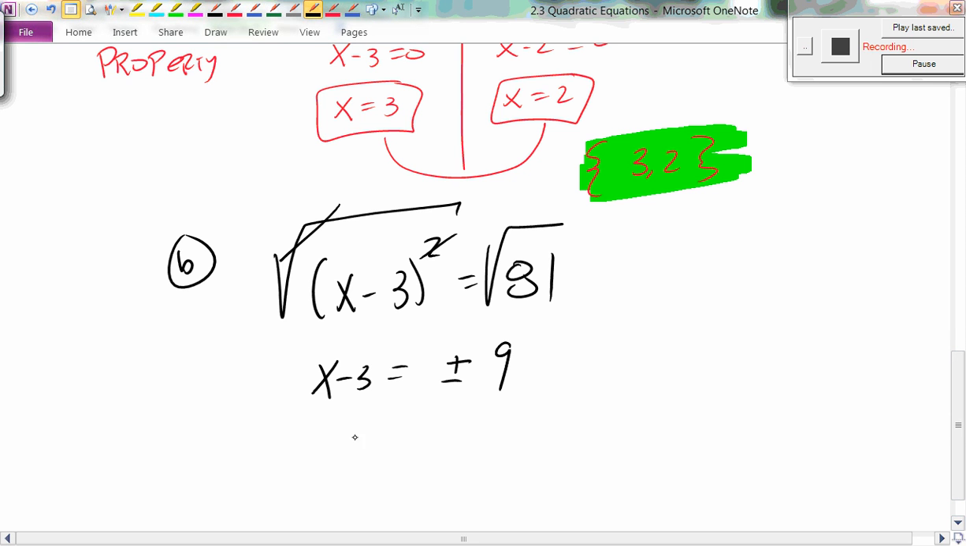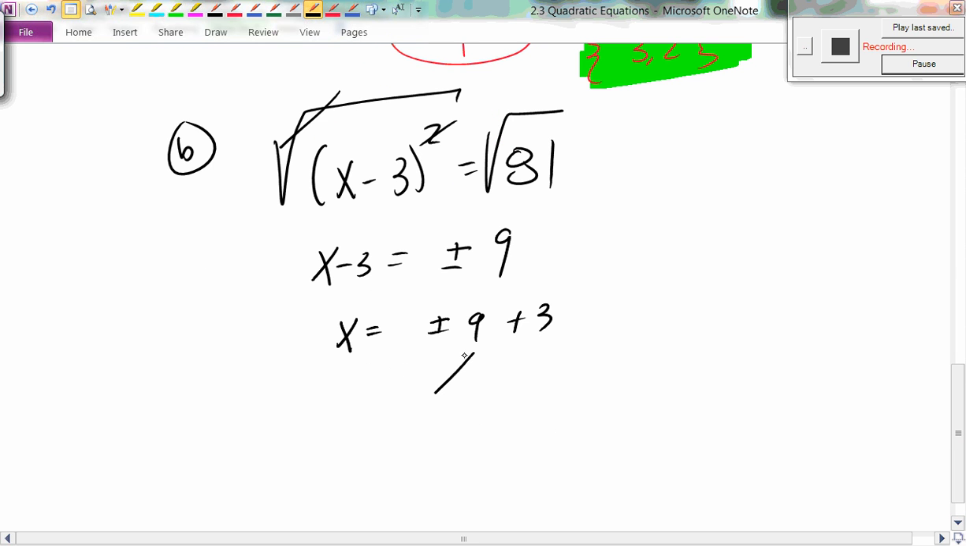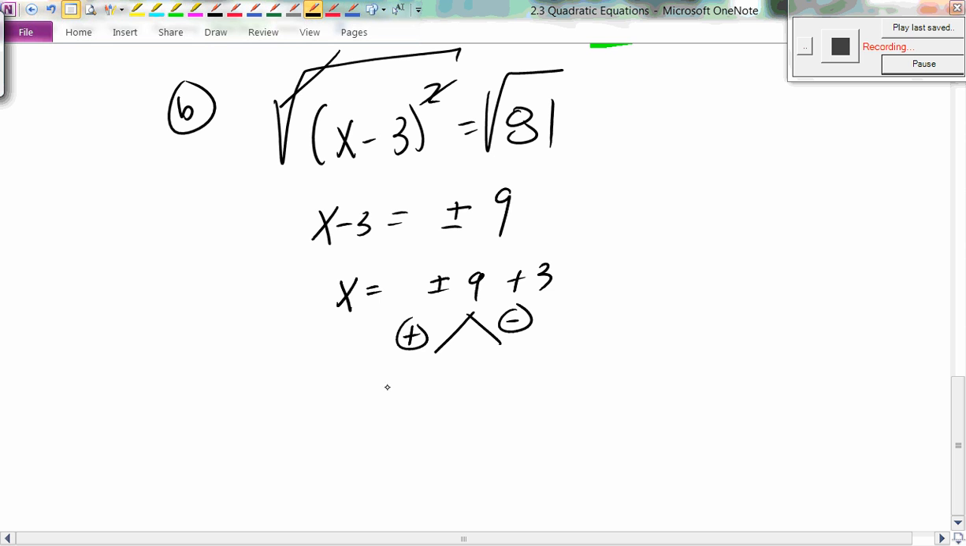So now, if I solve for x, I get x is equal to plus or minus 9, and then adding 3. So there are 2 directions I can go with this. I can go the positive direction or the negative direction. If I go the positive route, I get 9 plus 3, and of course the answer would be 12. If I take the negative route, negative 9 plus 3, and the answer would be negative 6. So I have 2 answers here. I've got 12 and negative 6, okay?